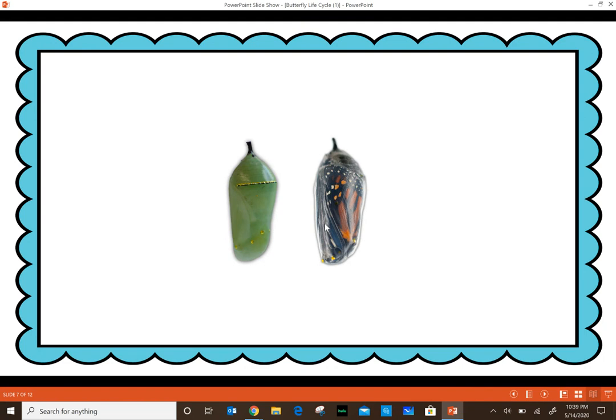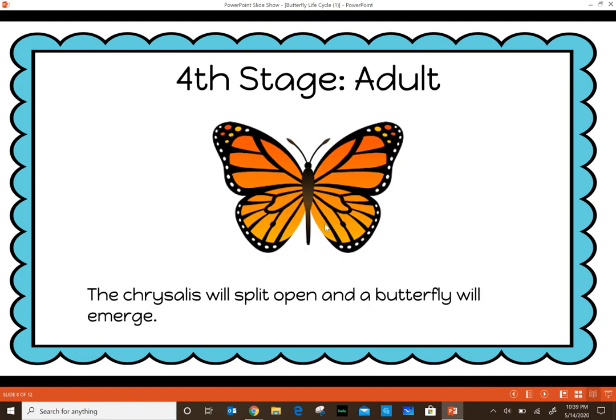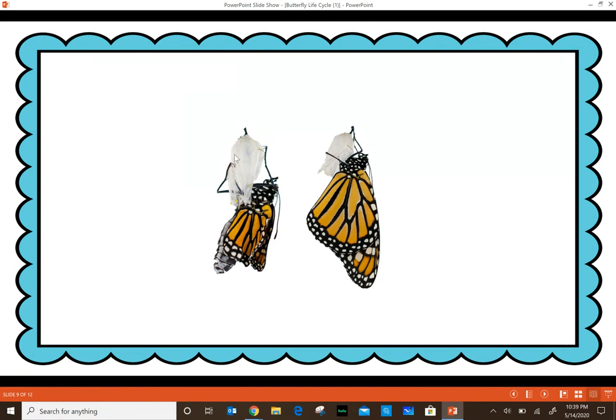It's transforming. Now, after a few more weeks, the 4th stage happens. The 4th stage is the adult stage. Here, the chrysalis will split open and a butterfly will emerge. Here is an example of the chrysalis and how the butterfly is wiggling its way out of the chrysalis to get free. Now, once the butterfly is free, if we look here in the picture, it's already free, but its wings are wet from being inside the chrysalis. And once the wings dry, then the butterfly is going to fly free.